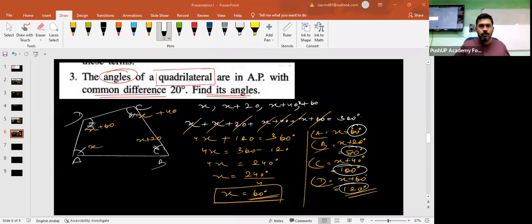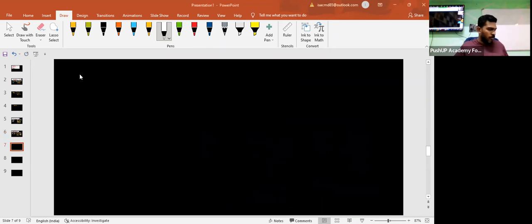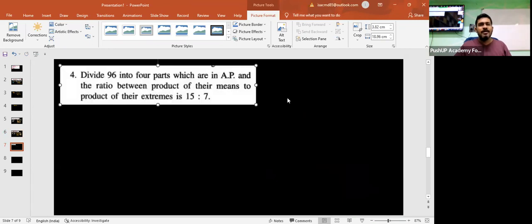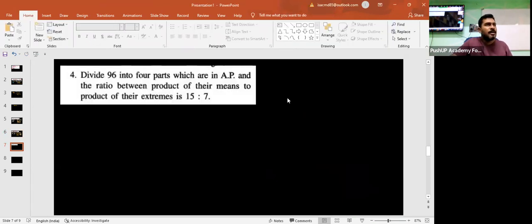Question number 4. Now you have to tell me which pattern we are going to follow. Divide 96 into 4 parts, which are in arithmetic progression. The ratio between product of their means to product of their extremes is 15:7.